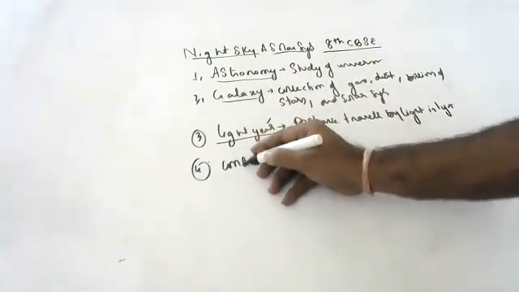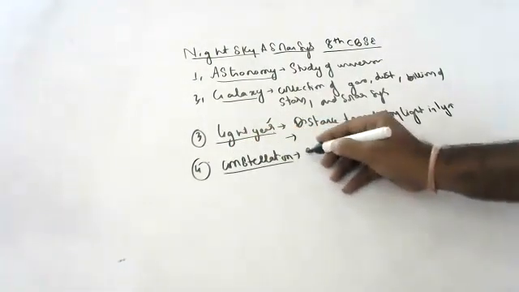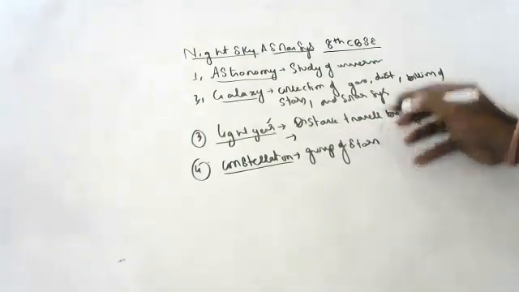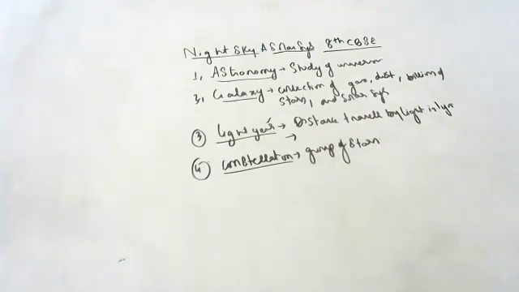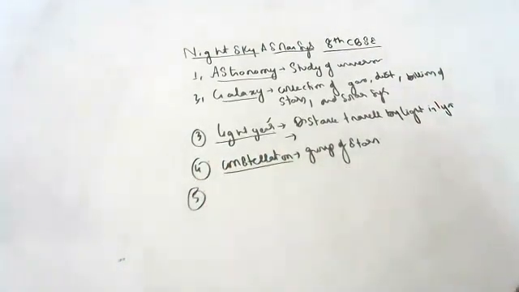Constellation. What is constellation? Group of stars is called constellation. We have Orion constellation, Big Bear constellation, Scorpio constellation, different kinds of constellations are there. Okay, we will study in detail.